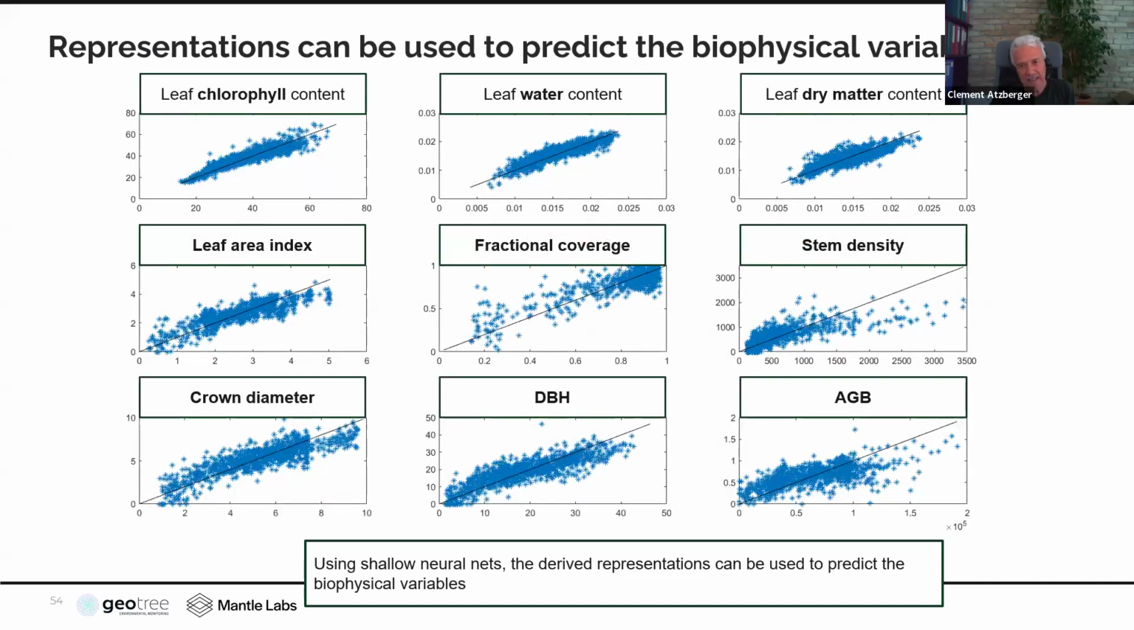And importantly, I can use these representations now to estimate the biophysical variables. So I can go back to the input. You see, it's not perfect, but it has learned something from this spectral data that relates back to the biophysicals of the stand. I hope it was clear.